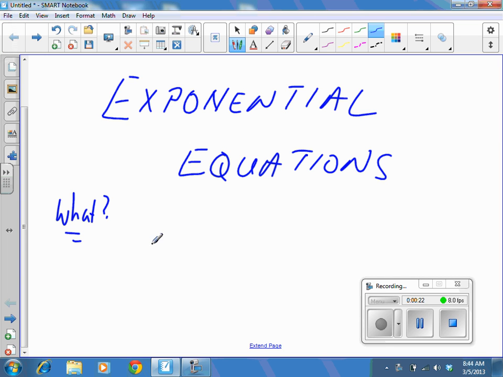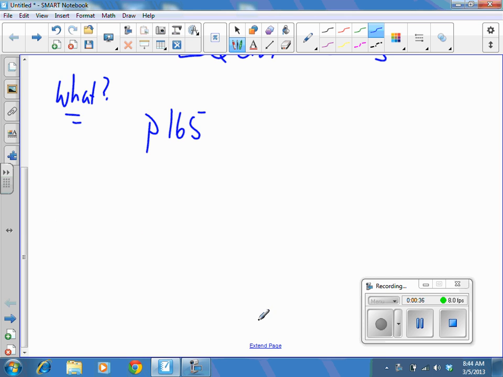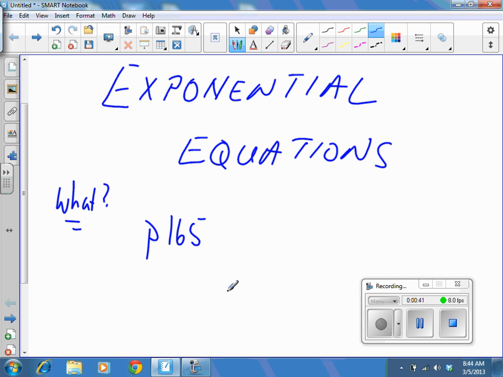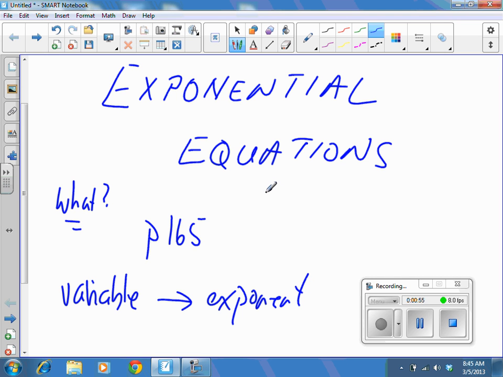If you look on the bottom of page 165, you'll see 4 equations. And if you look at them, what do they all have in common? What is the one thing they all have in common, all 4 equations? They have a variable in the exponent. So that is the distinguishing feature of an exponential equation.